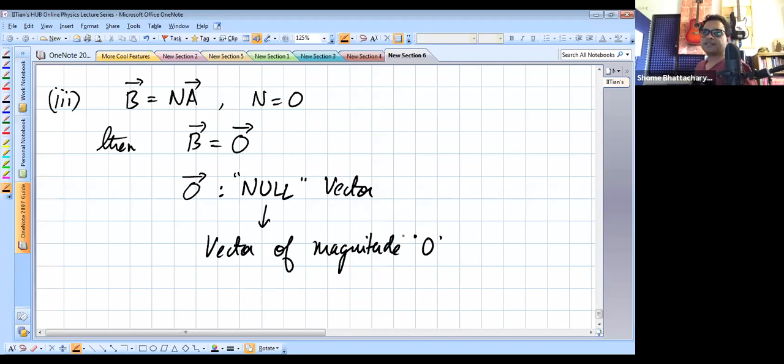So it's a very special type of vector, the null vector. It's a vector which has 0 magnitude and therefore no significant direction. And why do we need to define the null vector separately? Because I cannot write an equation like this. Writing an equation like this is wrong.